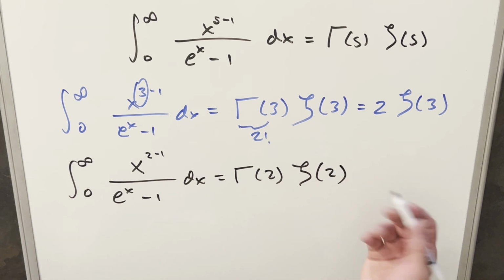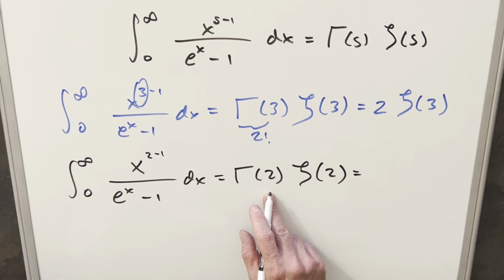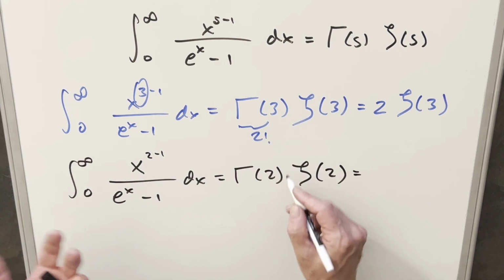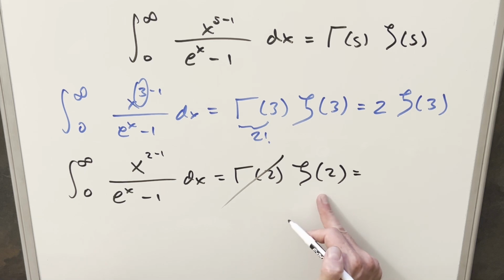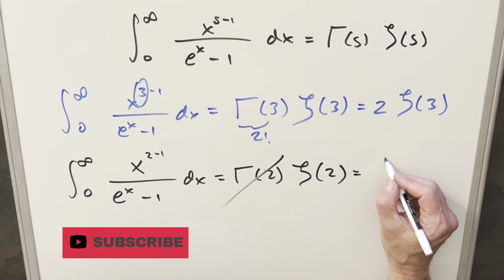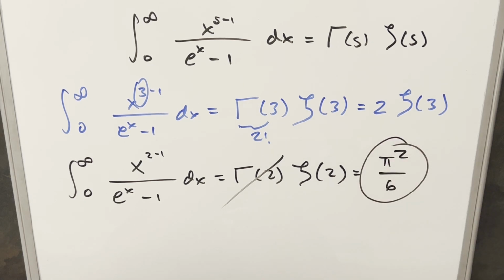But this is even kind of nicer, I guess. I mean, nicer depending on your perspective, I suppose. Gamma of 2 is just 1 factorial, or 1, so let's just leave that off. This has a known value, whereas the other we had to kind of calculate. This we know to be pi squared over 6. So for this one, we get just pi squared over 6.